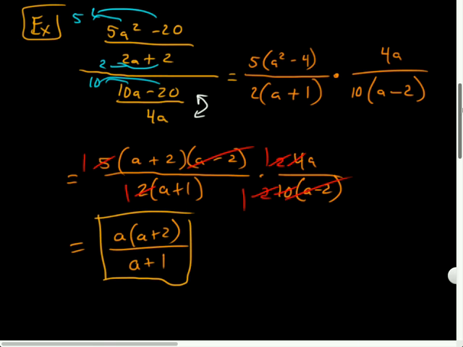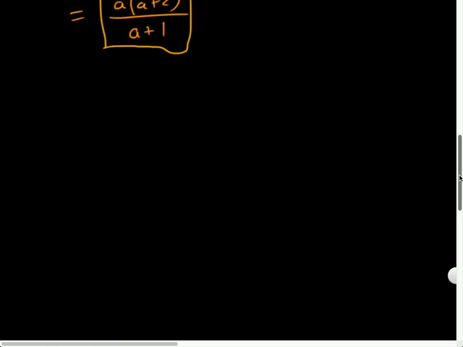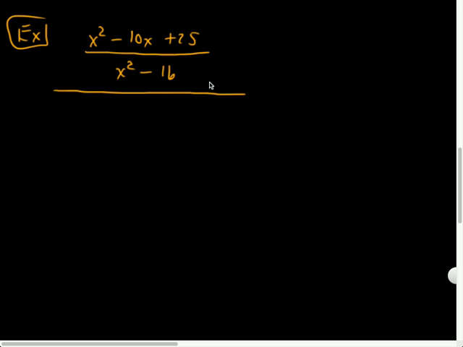Let's try one more just for fun. If you viewers online got this concept already, you could probably stop the video here. It's not going to get too much more complicated, or at least take a glance at this problem maybe. So what if I've got x squared minus 10x plus 25 over x squared minus 16 all over, right, megavinculum.